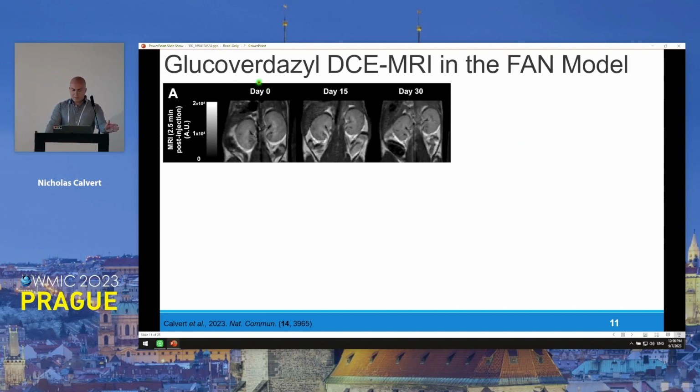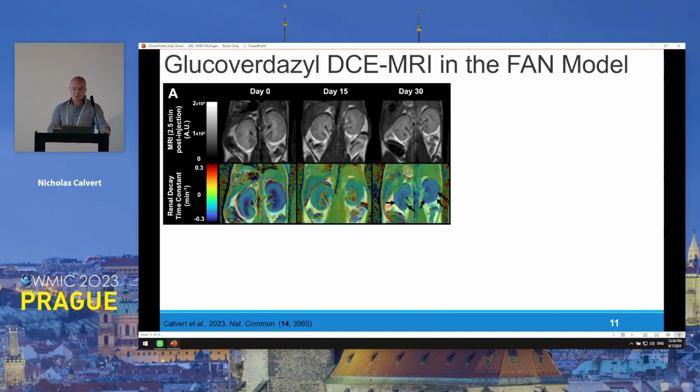So day 0 is our healthy baseline for these mice. Day 15 is our acute phase, and day 30 is our chronic phase of kidney disease after injection. And so these are just MRI images, 2.5 minutes at our highest contrast point after injection of the contrast agent. And at least to me, as not a physician, we don't really see a lot of change in these kidneys just by contrast MRI. Now, if we map those K values on top of it, we start to see that there's a lot going on here.